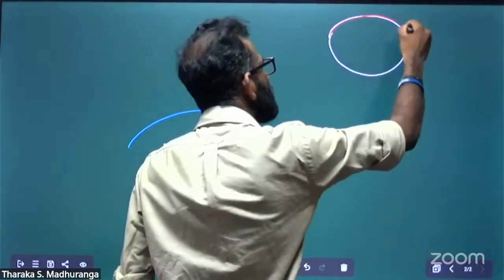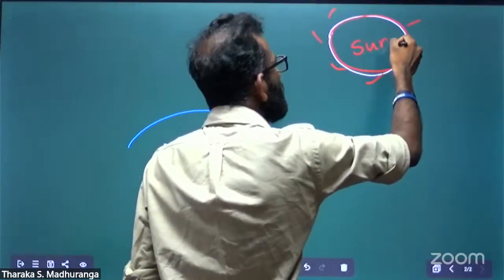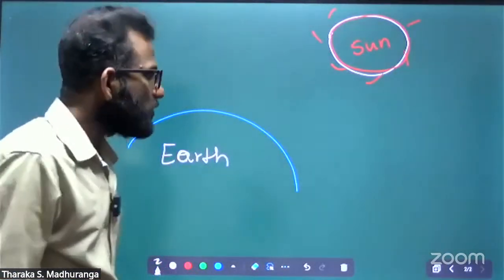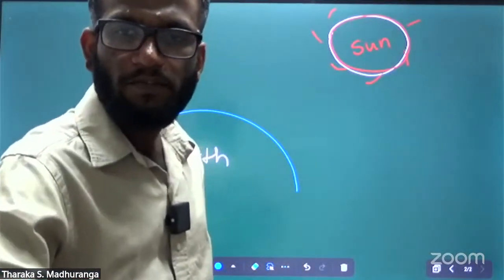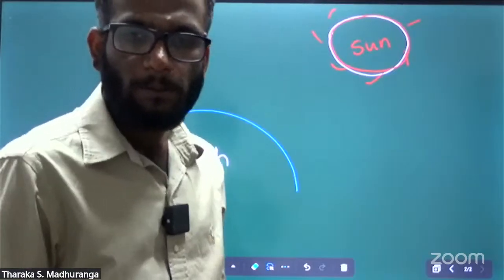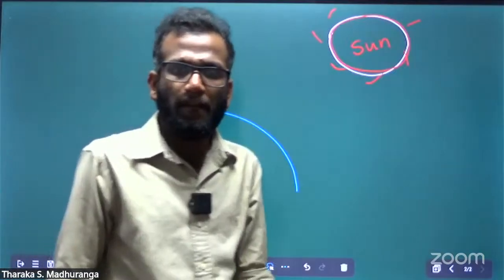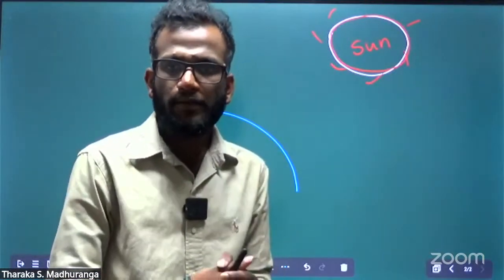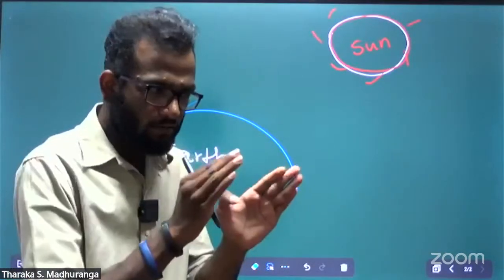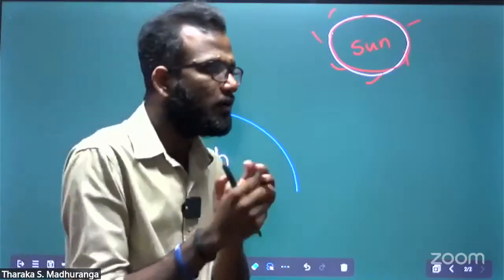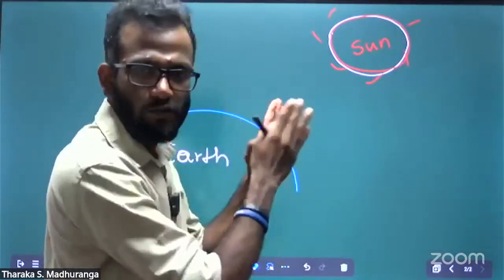Think this is our sun. Now, how about the temperature of the sun? How about the temperature? This lesson is very interesting and very easy actually. Finally, you will understand. This lesson is easier than the mechanical properties or work and energy lessons. This lesson is too easy.